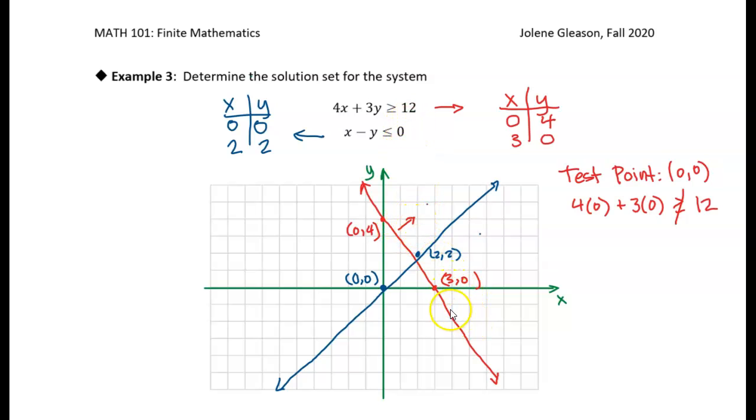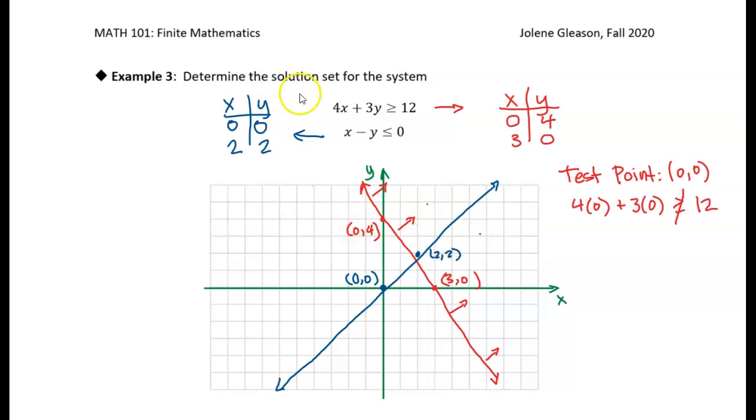So I'm actually going to draw some little arrows. I could go ahead and shade it if I wanted to, but I feel like it gets kind of messy if I shade that and then shade the other and then try to figure out which is which. It's too much shading and it really makes it messy. So I'm just going to use little arrows to indicate that's the side of the line that contains the points that satisfy that inequality.